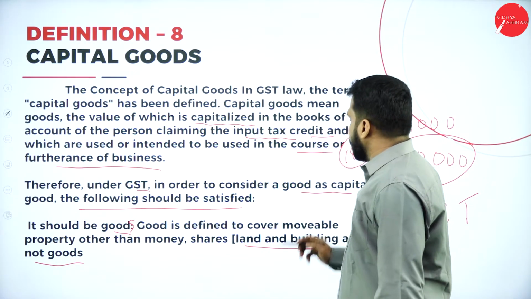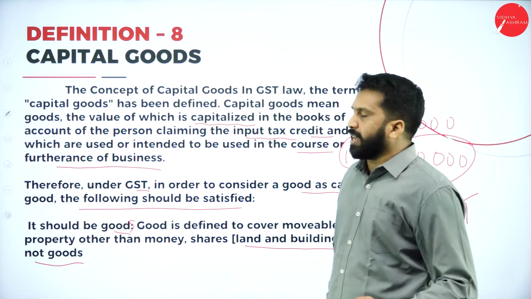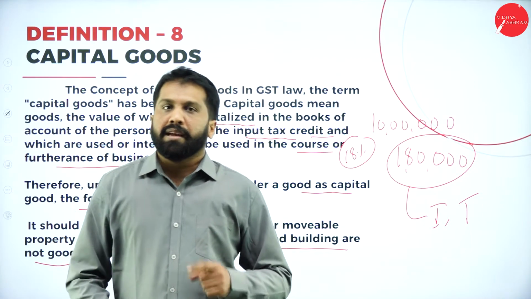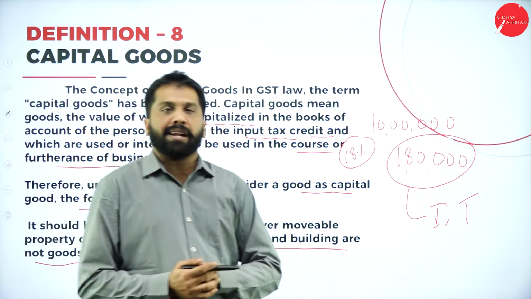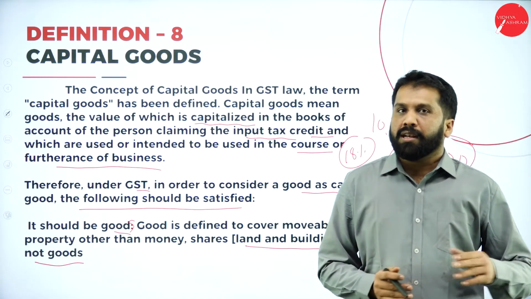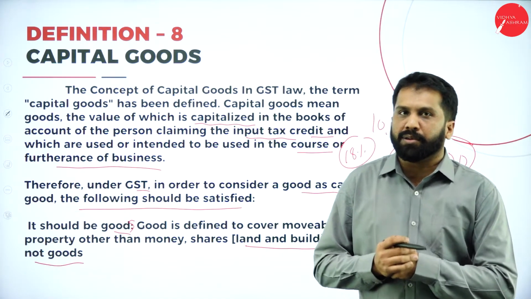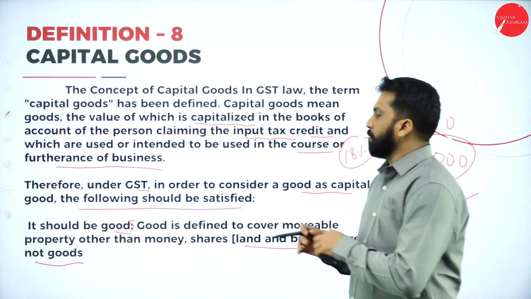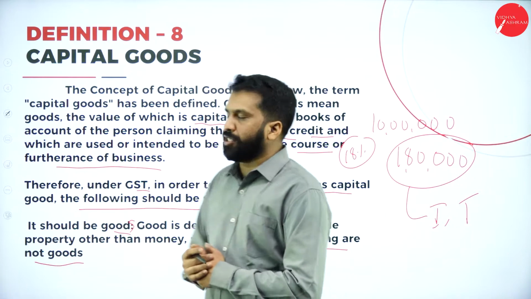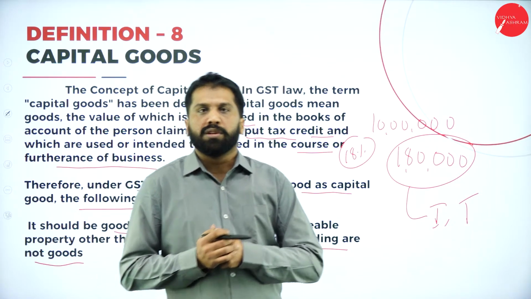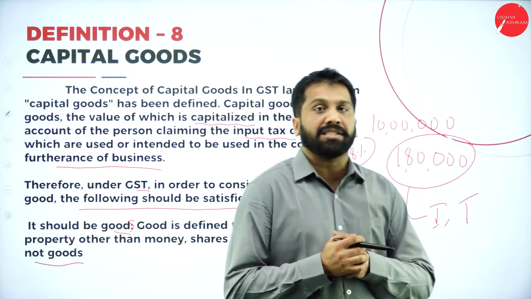Like land and building. So if you want to call it capital goods, it must be what? Movable. It must be movable. Land and building, can you move them? Now it is in Vijayanagar. Can you move it to JP Nagar? No, you cannot shift that. Now you have portable houses also, but right now for this GST, the land and building we cannot move, so it is not considered as goods.